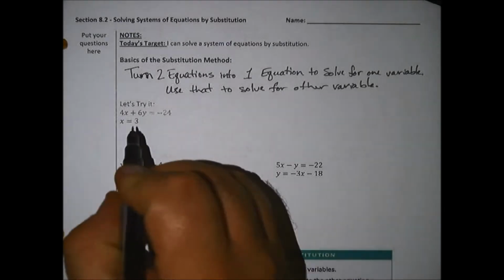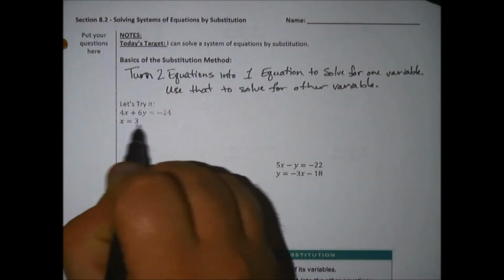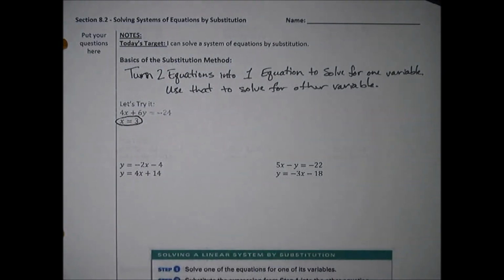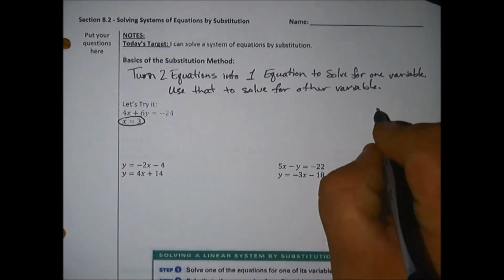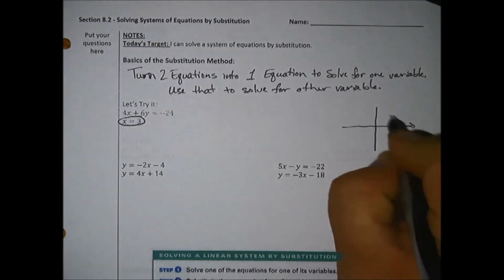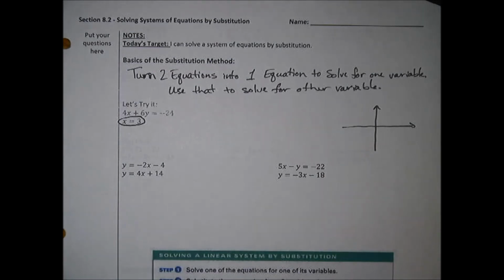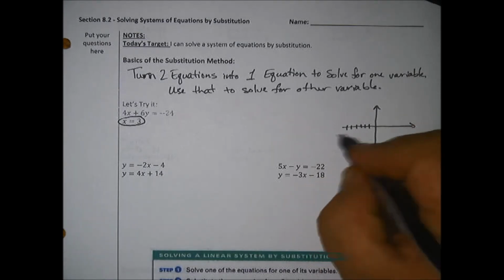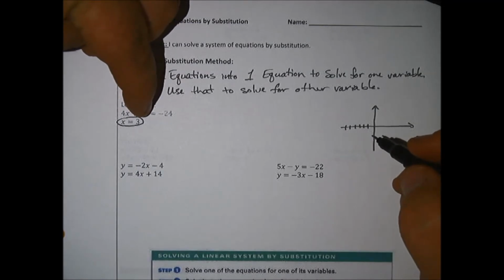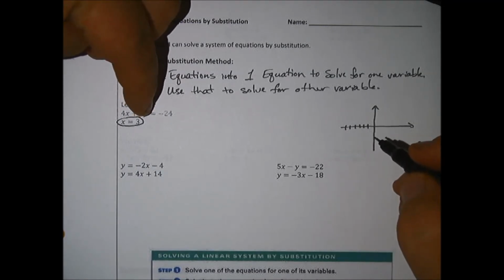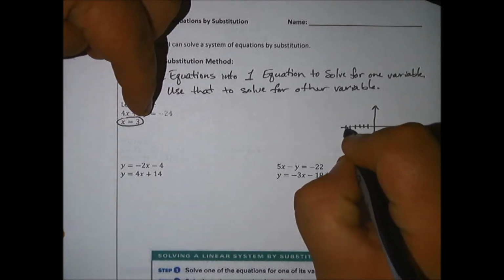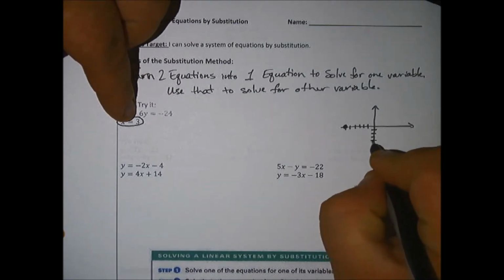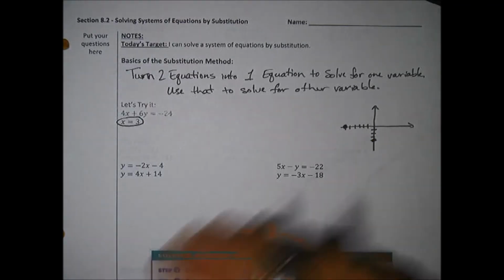So the first one here, I have 4x plus 6y equals negative 24, and I have x equals 3. Well, I just about guarantee you that the point where these two lines intersect will be at x equals 3. Let's go ahead and graph this and see what we get. I look at my x-intercept on this first one as 4x equals negative 24. When I divide by 4, I'm going to end up with x equals negative 6. So the x-coordinate is negative 6. The y-coordinate will be negative 4, and so I can go ahead and graph that first line.